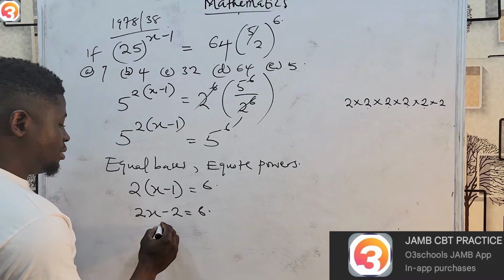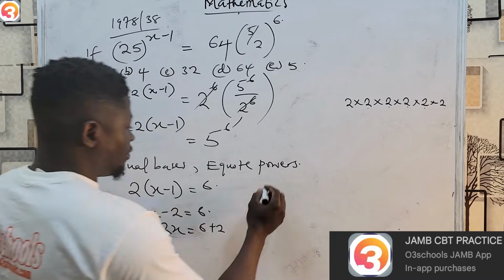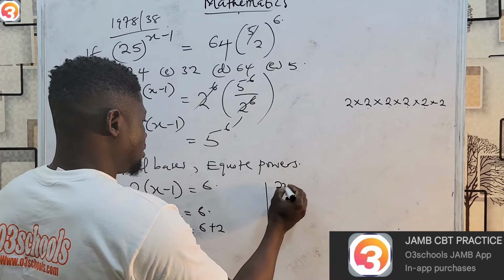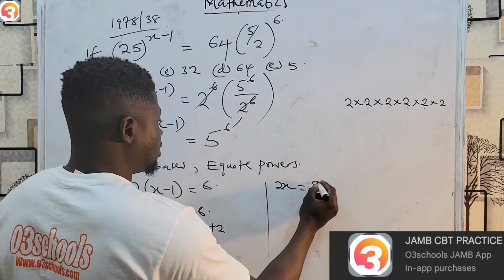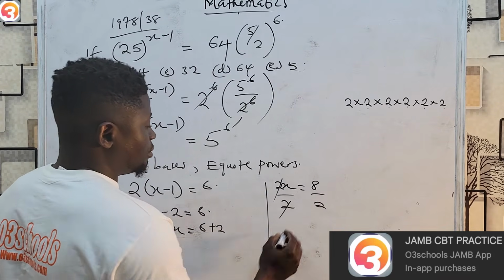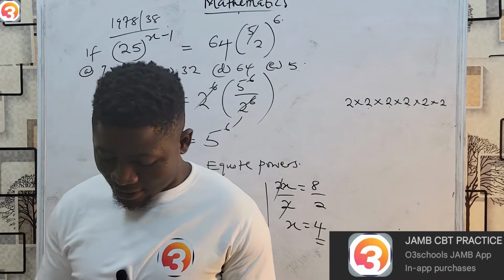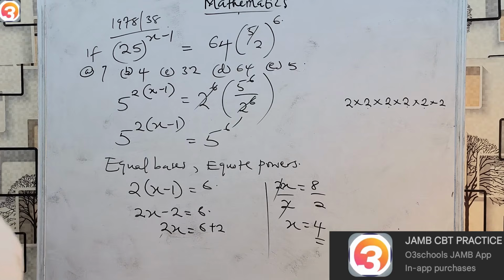Collecting like terms, 2x is 6 plus 2. 6 plus 2 is 8. Divide both sides by 2: 2 cancels 2, x is equal to 4. That is the simple answer to the question.